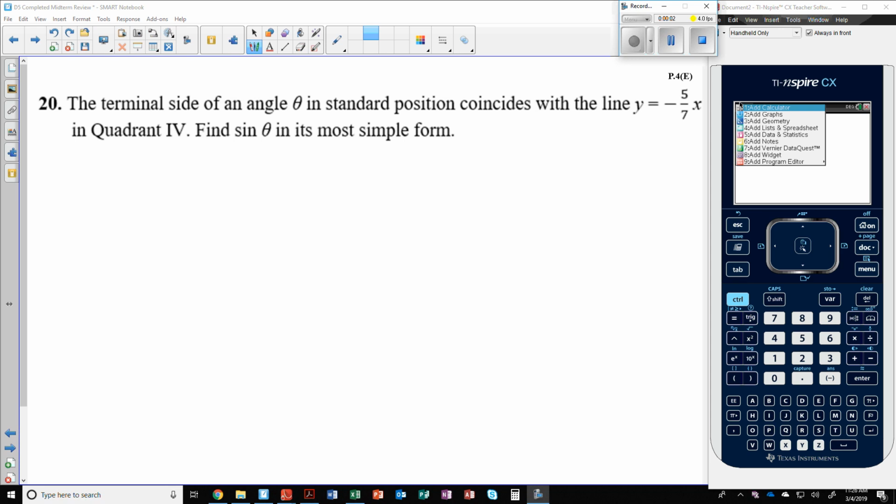Number 20. The terminal side of an angle theta in standard position coincides with the line y equals negative 5/7 x in quadrant 4. Find sine theta in its most simple form. So let's first just kind of draw this real quick.